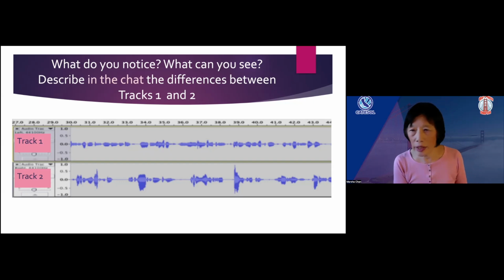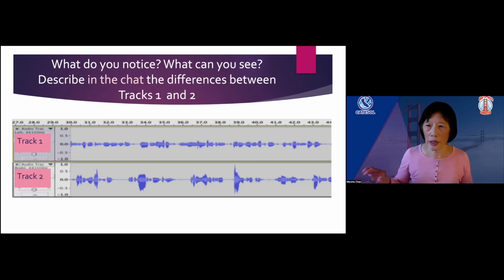There's more variation in the second, okay? There are greater peaks in track 2. It's more dynamic, there's more emphasis, there's more pausing. It's all spread out in the student's speech, and in track 2 it's clumped up with longer pauses.